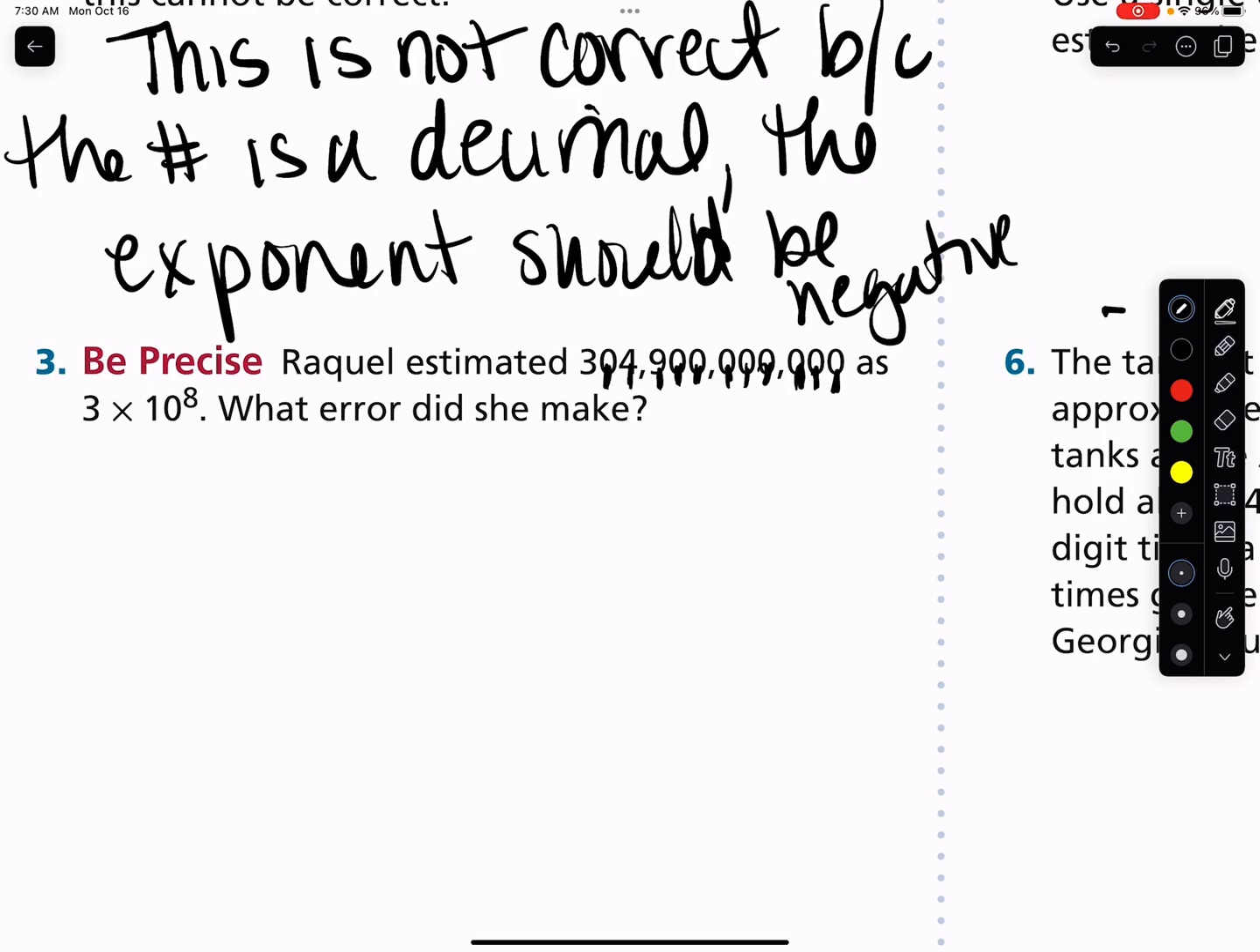So where did they come up with 8? I agree that it should have been 3 times 10 to the 11th power. 1, 2, 3, 4, 5, 6, 7, 8, 9, 10, 11. 1, 2, 3, 4, 5, 6, 7, 8. So if it had been 8, then she would be rounding to here.